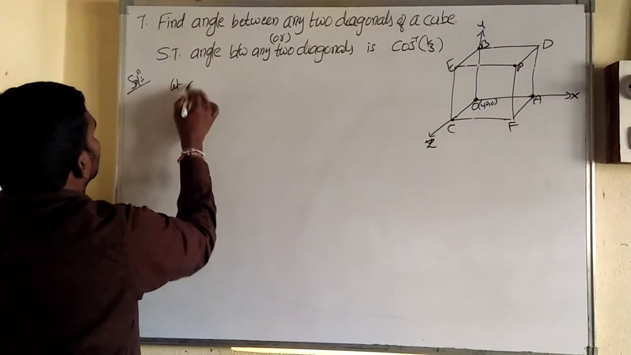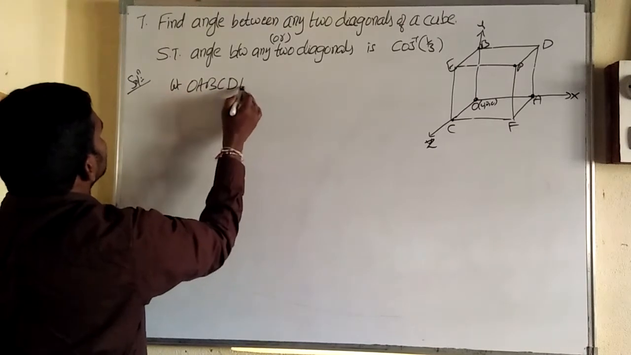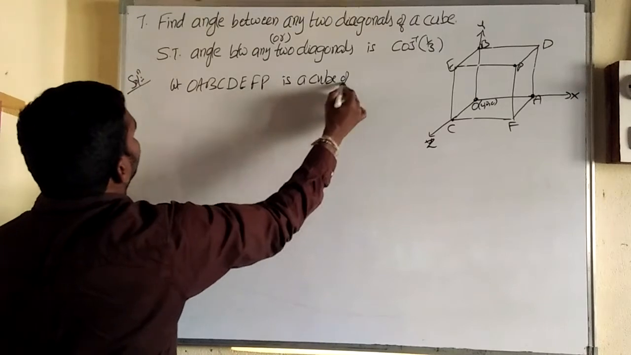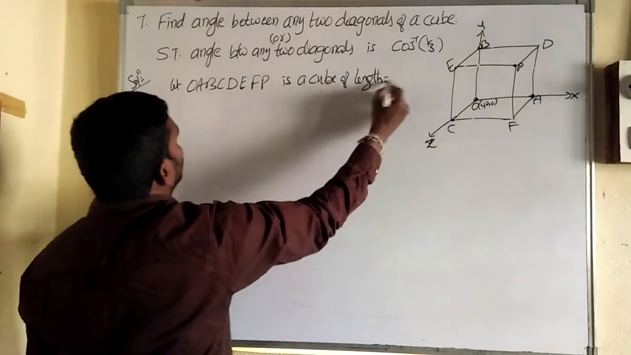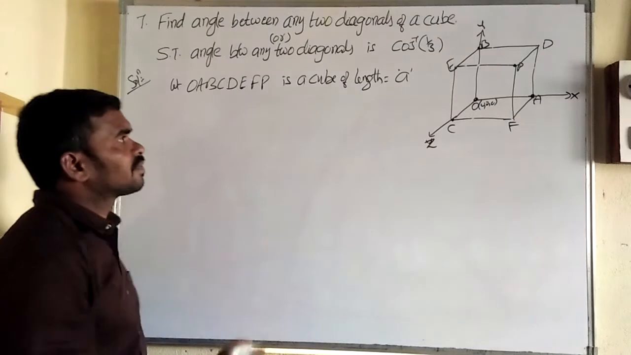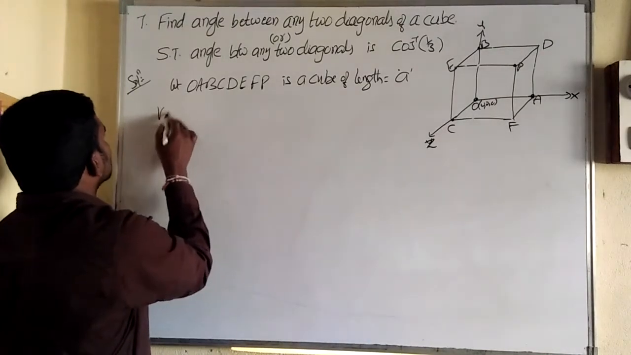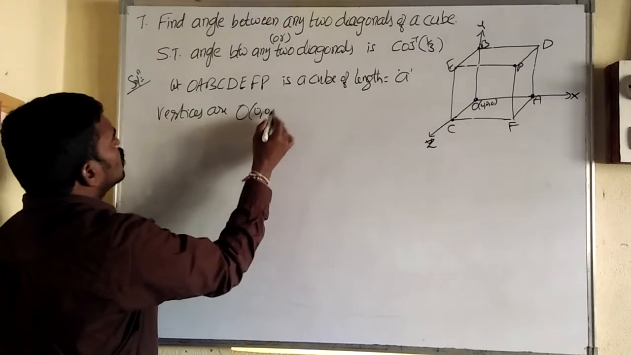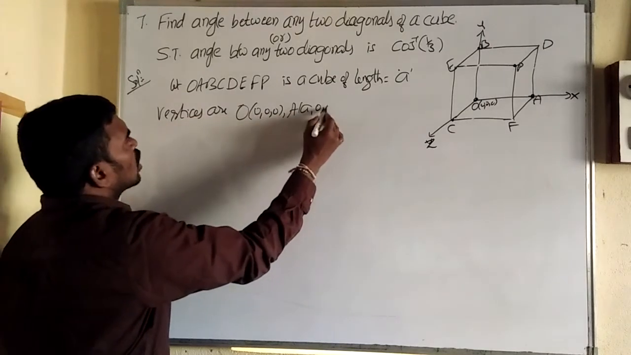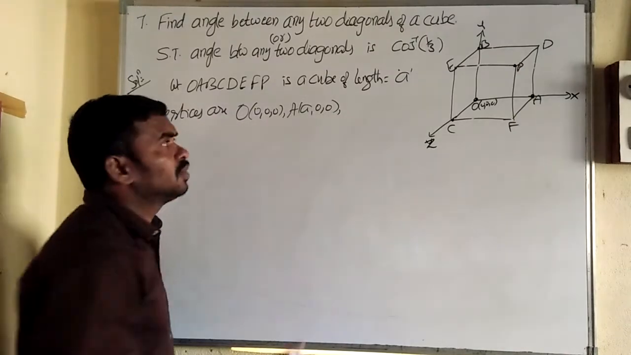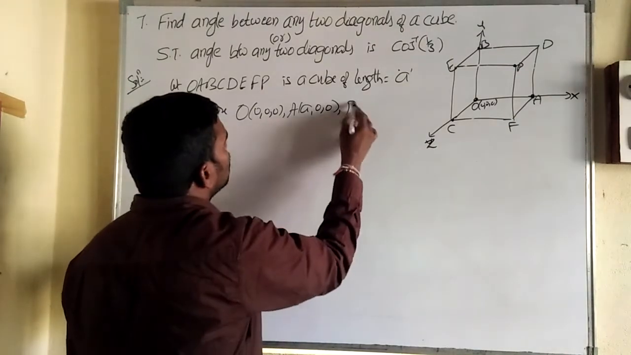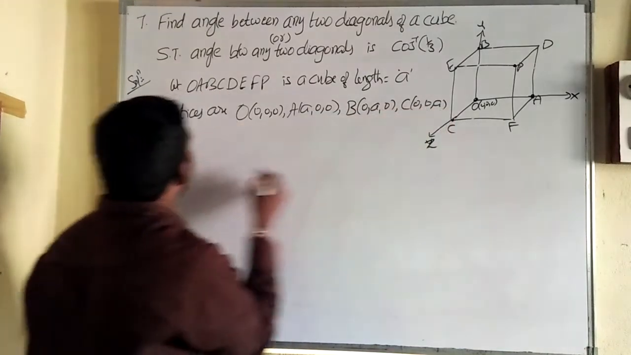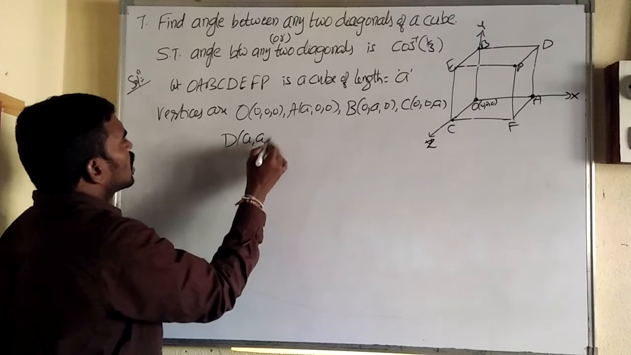Let O, A, B, C, D, E, F, P be a cube of length small a units. Next, the vertices. The vertices are O (0, 0, 0), A (a, 0, 0). Write there also if possible, otherwise no need. B (0, a, 0), C (0, 0, a), and D (a, 0, a).